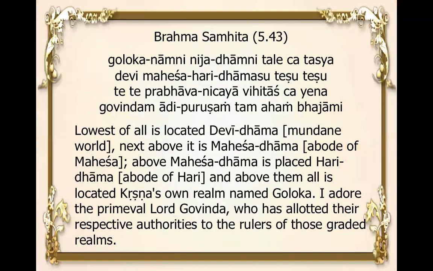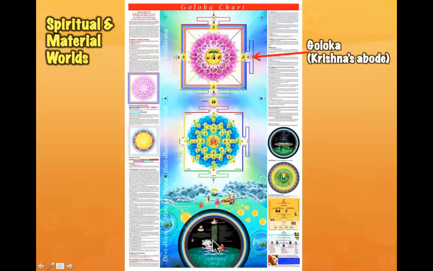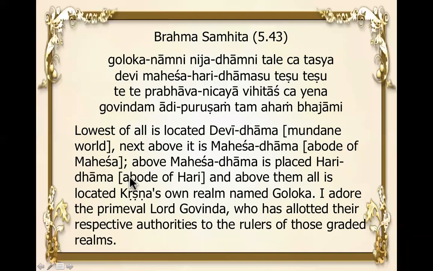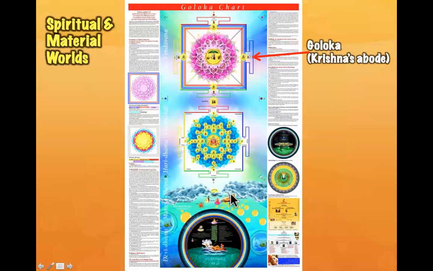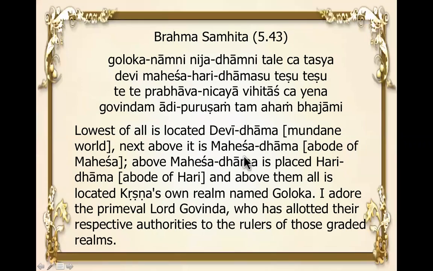Lowest of all is located Devi Dham, the mundane world, the material world. Next above it is Mahesh Dham, abode of Shiva. Above Mahesh Dham is placed Hari Dham, abode of Hari. And above all is located Krishna's own realm, named Golok Dham. I adore the primeval Lord Govinda, who has allotted their respective authorities to the rulers of those graded realms.